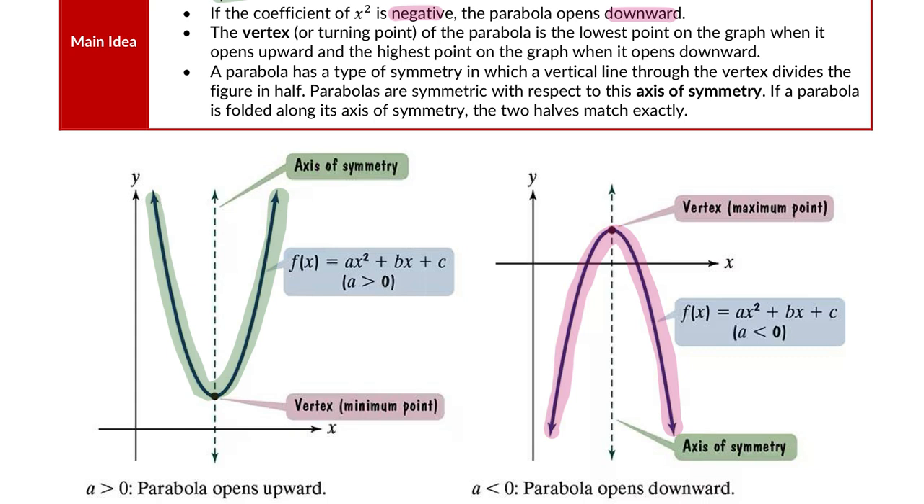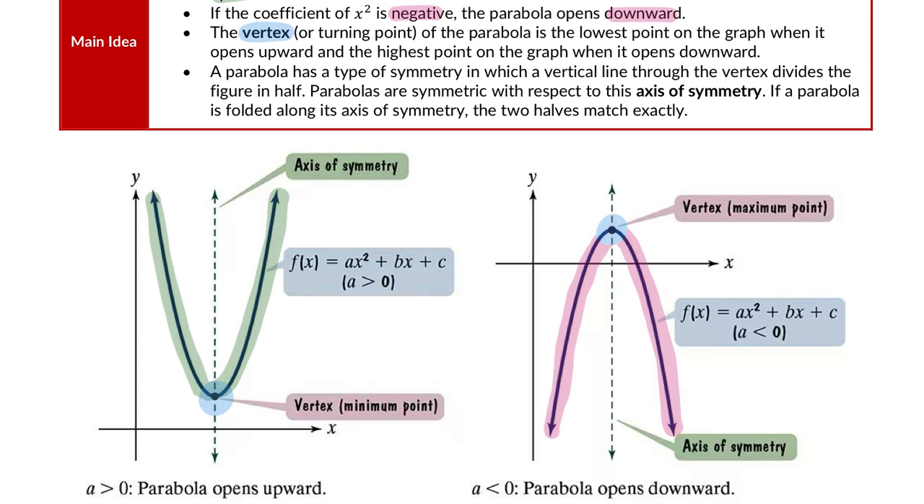The second thing we need to know to be able to graph a parabola is the vertex. The vertex is the turning point of the parabola, either the lowest or the highest point. So we have a minimum value that's the vertex on the opens up graph, and we have a vertex that is a maximum point on the opens down graph. Does all this vocabulary sound familiar to us?